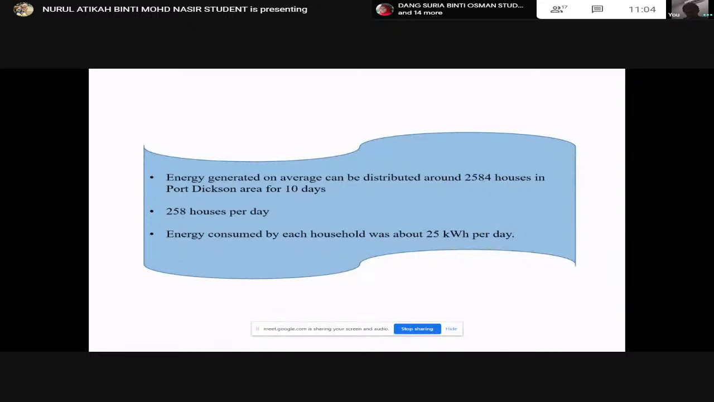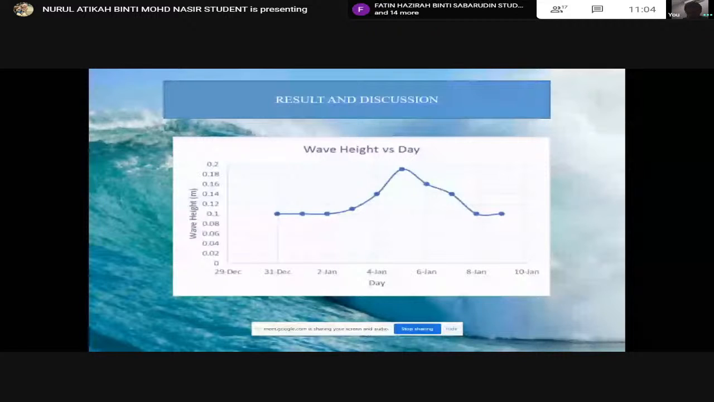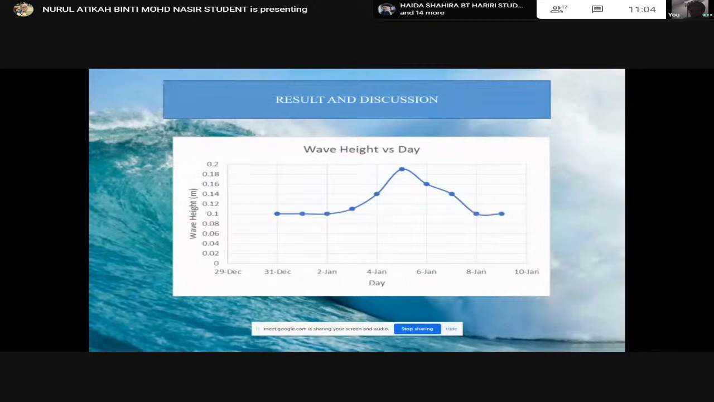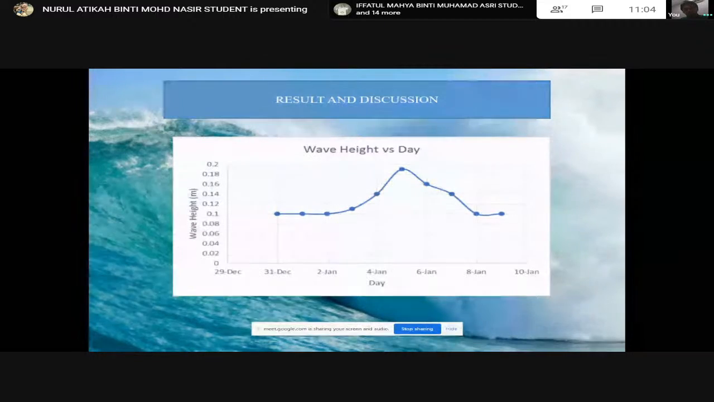So for the result and discussion, the figure shows the data we calculated for 10 days. It is the graph of wave height versus day. As you can see, among the 10 days, 5 January has the highest wave height. It is because the wave depends on the wind speed, tidal state, and the amplitude. The wind speed on 5 January was the highest, which is 4.25 knots.